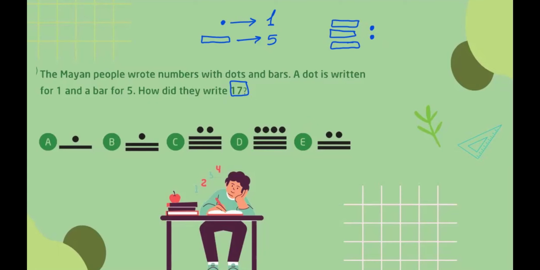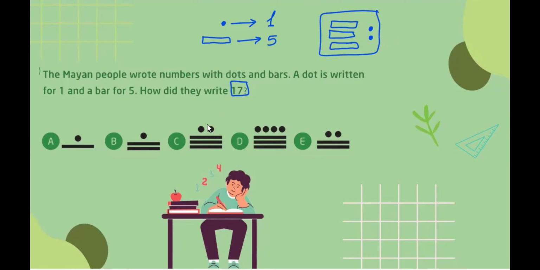So which of these answers? So we have here this one. So it's 3 bars and 2 dots equals 17. So C is the correct answer. Okay, let's go to the next one.